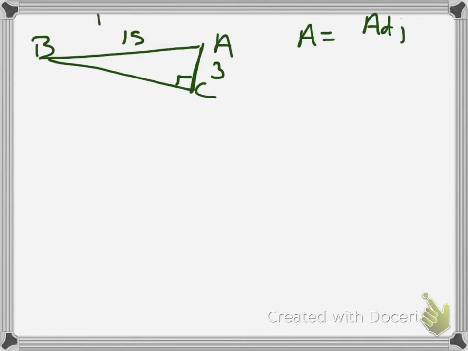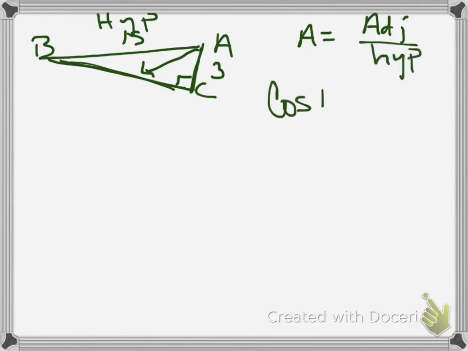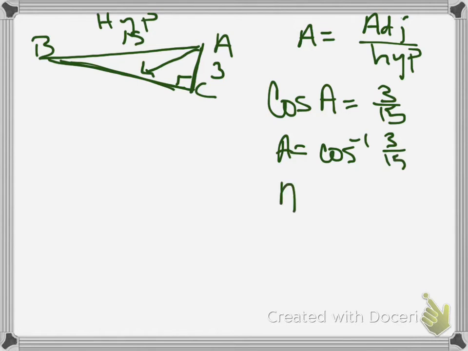Here's another one. This time it's adjacent over the hypotenuse. Notice that for A, if you draw the arrow, this side right here is the opposite. We're not dealing with the opposite, we're dealing with an adjacent and a hypotenuse. So that means I'm dealing with cosine. The hardest part to me on this is just making sure you know which one you're using. Then we would say cosine inverse of 3 over 15, press enter, and you would get the angle measure of 78.5 degrees. Again, not that hard.